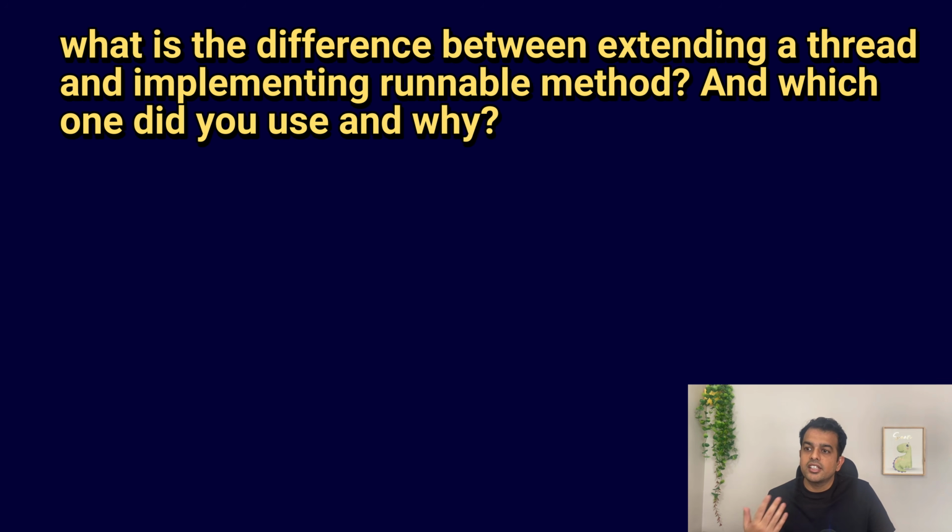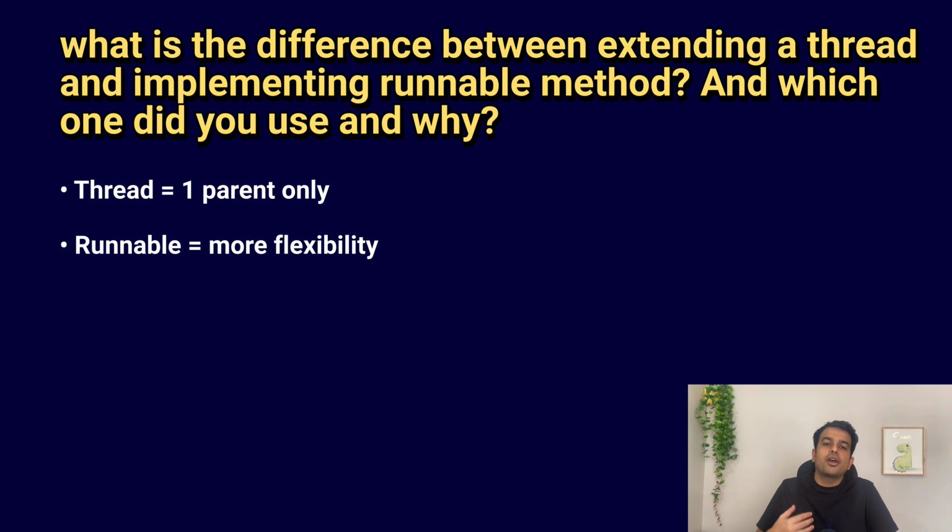Now our next question is: what is the difference between extending Thread and implementing the Runnable interface, and which one did you use and why? To answer this, you can say that extending Thread means your class becomes a thread, and implementing Runnable means your class can extend other parents as well. The key difference here is Java allows only one parent class, while using Runnable, you can implement multiple interfaces. So using Runnable gives you a good advantage here. You can say that in my project we used Runnable because we already had another parent class, and that's why Runnable was the better choice.